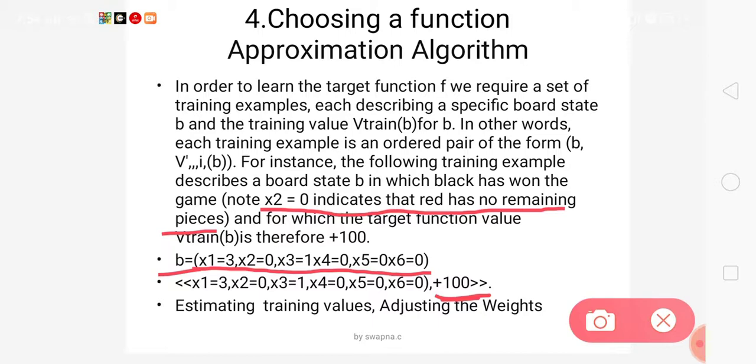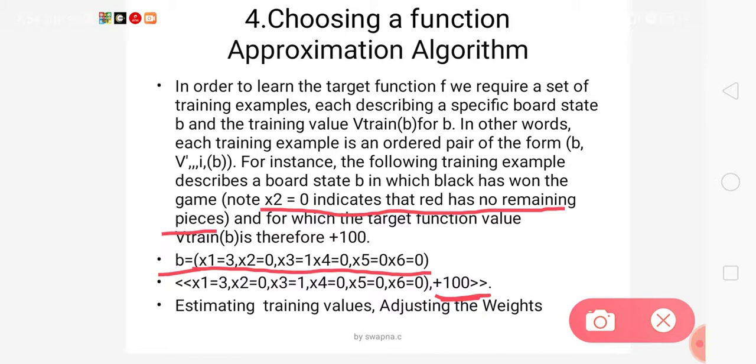x5 is equal to 0. Here the black pieces are not threatened by any red piece. Red pieces are not present on the board, that's why x5 is equal to 0. x6 is also equal to 0, same thing. Red pieces are not threatened by the black pieces because there are no red pieces on the board. So this is the final state.